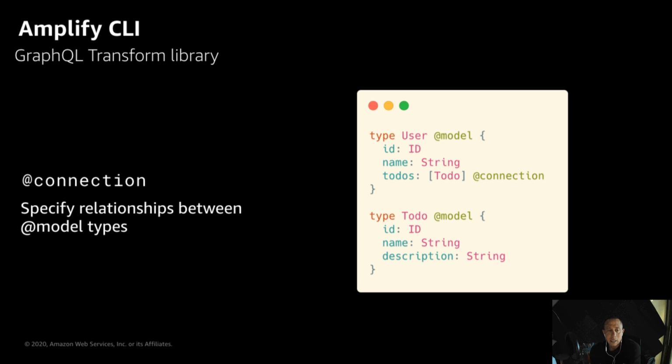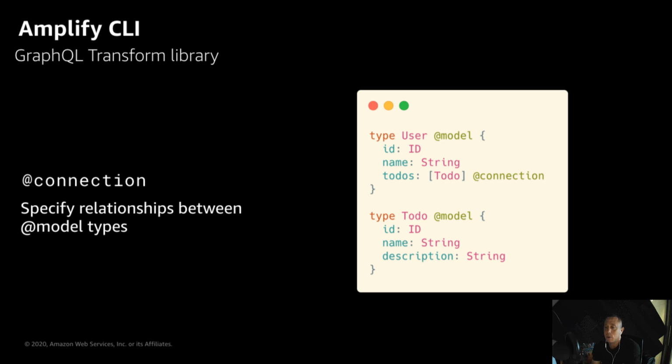We also have the @connection, and this is what allows you to define relationships between types. A common example would be a one-to-many relationship. For instance, we have a user that has many to-dos and a to-do that belongs to a user. To set this up, all you would need to do is add the @connection to the array that you would like to create the relationship between.